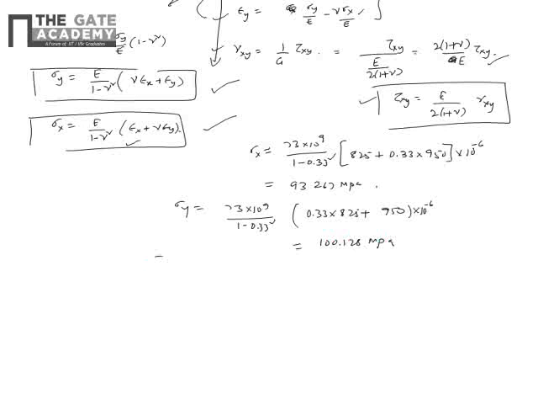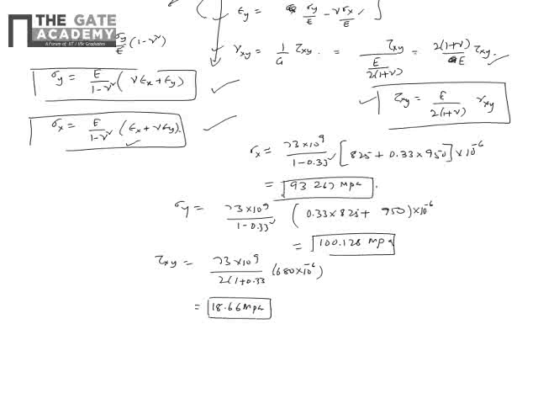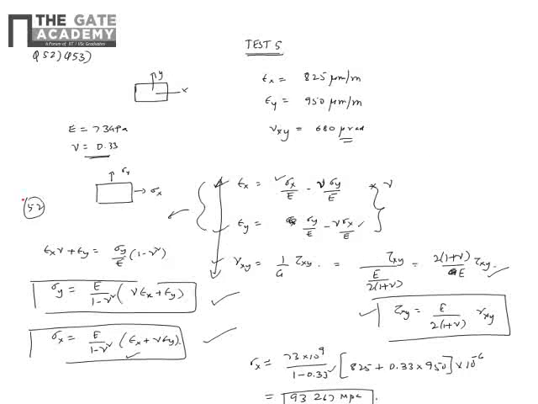And from the tau xy expression, tau xy will be 73 into 10 power 9 by 2 into (1 plus 0.33), into the gamma xy, which is in micro radians, so 680 mu. That's how you measure the shear strain, in radians. This value comes out to be 18.66 MPa. So the answers are 93, 100 and 18.6. So the answer for question 52 is A.